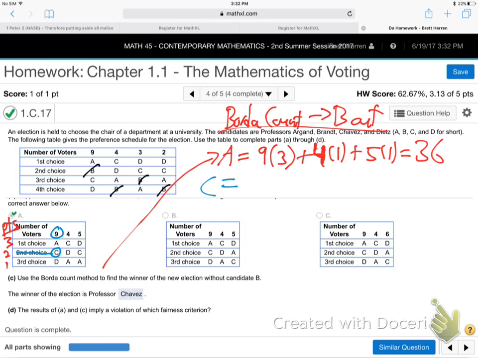Nine people put C second. 4 people put C first, so 3 points. 4 people put C at 3 points. And 5 people put C at 2 points. 18, 28. I think that's 40 points, isn't it?